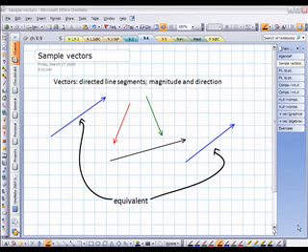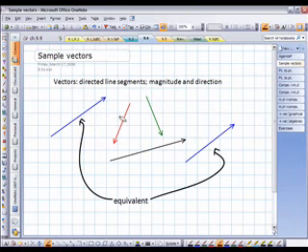Now, for a vector, the way we can represent them visually is by using what are called directed line segments. And so what we see is we have this directed line segment here. It's got an arrow indicating its direction. So I've got 1, 2, 3, 4, 5 vectors. And the magnitude is the length of the vector. So the longer it is, the bigger the magnitude. And the direction is just the direction it's going.